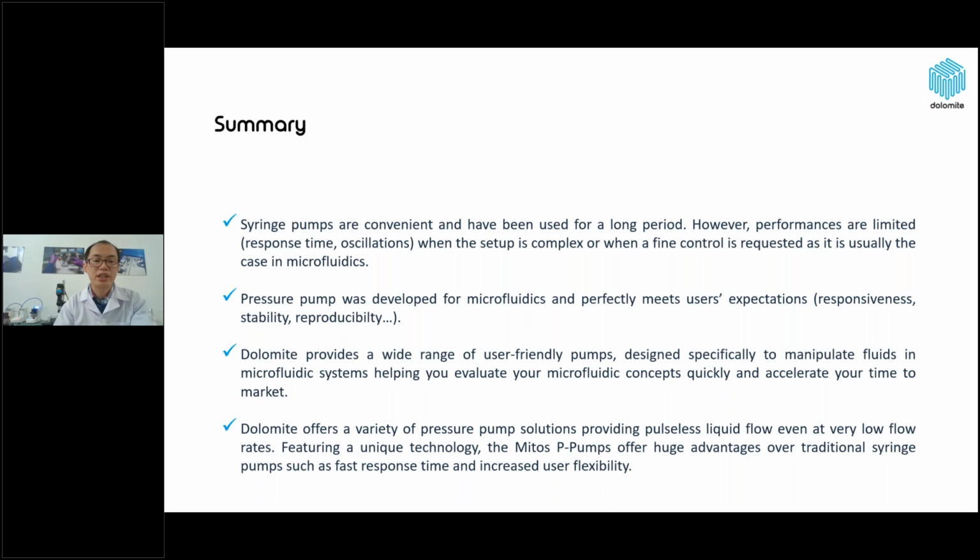Dolomite provides a vibrant, user-friendly pump designed specifically to manipulate fluid in microfluidic systems, helping you evaluate your microfluidics concept quickly and accelerate your time to market. Dolomite also offers a variety of pressure pump solutions, providing perfect liquid flow even at very low flow rates. And the future of the unit technology, the micro speed pump, has two advantages over the traditional syringe pump, such as fast response and increased flexibility.